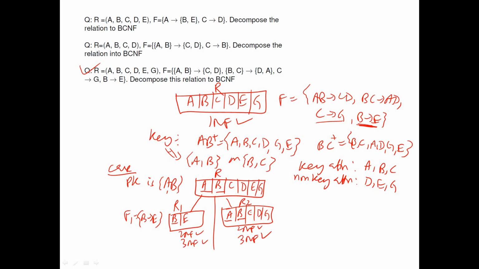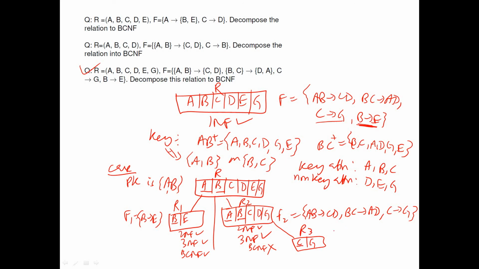But whenever I go for BCNF, is it present in BCNF? This is not present in BCNF. Why? Because in this F2, we are having the functional dependencies AB to CD, BC to AD. But there is one functional dependency that is C to G, where C is not the key. It is part of the key. It is not the key. So I'll go for creating a table for that. The C to G will be separated out.